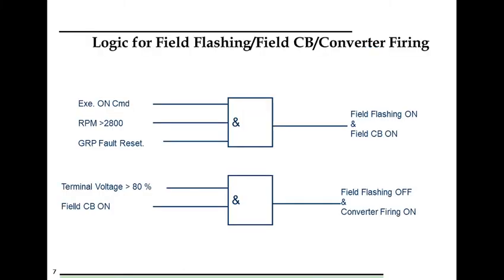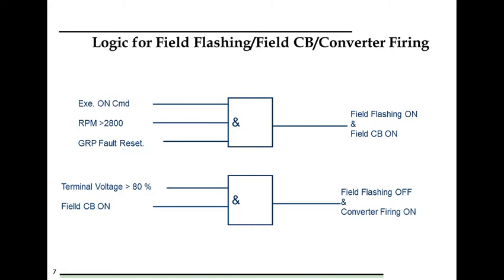Now this slide shows the logic of field flashing. So for field flashing to be on, what is the logic? First, the generator RPM should be greater than 2800, the excitation command should be on, and all the faults in the generator protection relay should be reset. If these three conditions are there, then field flashing will be on and the field breaker command will also be on.